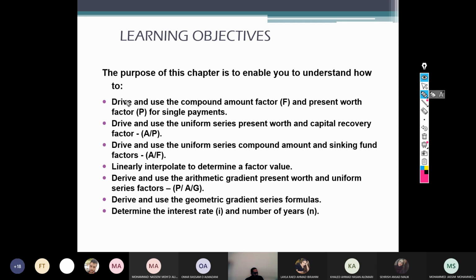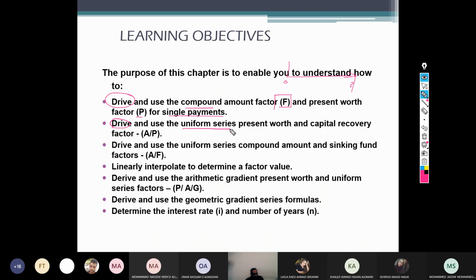First of all, as you can see, we already started with this: how to derive and come up using the compound the future. How can I resemble the future? I am here, I would like to be there. Based on a present, I'm going to be developing the future on a single payment. And as you can see, I can as well reverse it back. I'm going to derive how to use the uniform series.